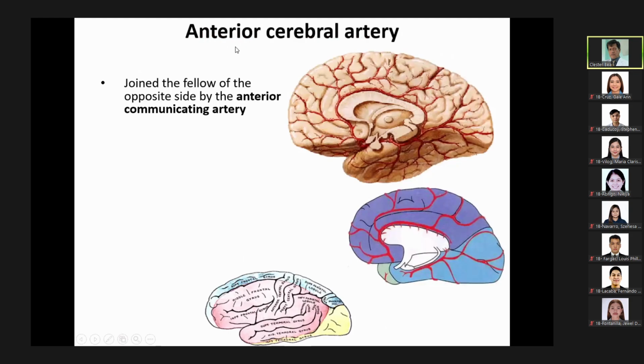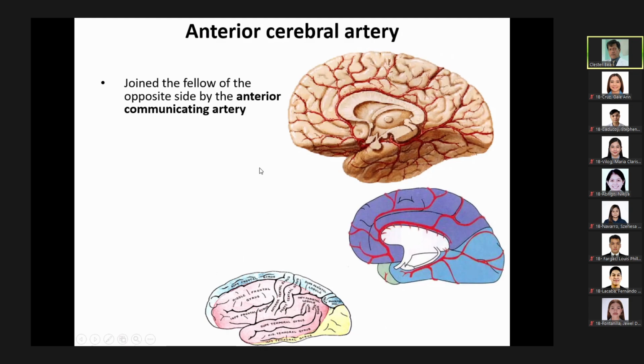Now, when we talk about the anterior cerebral artery, we are talking about this artery here. This is a view of the cerebral cortex from the medial side, and you will see this artery here. This is the anterior cerebral.